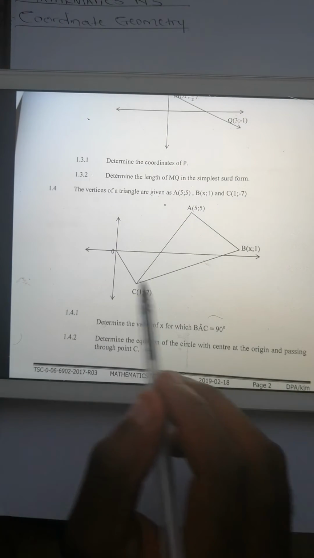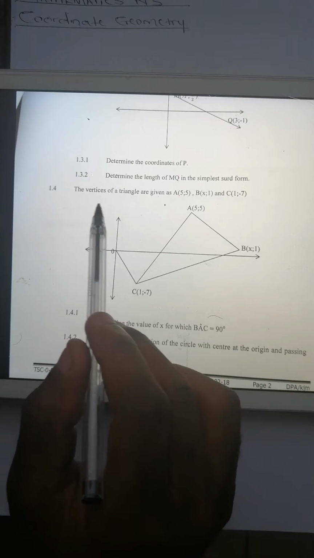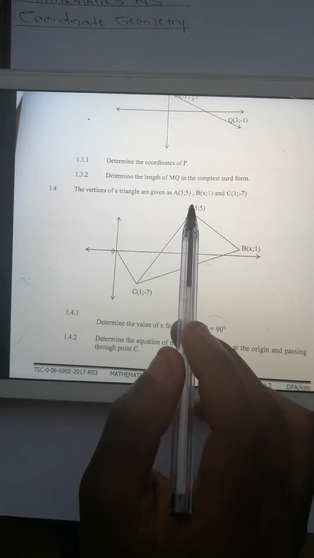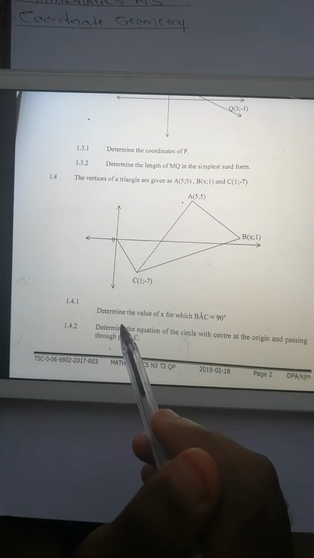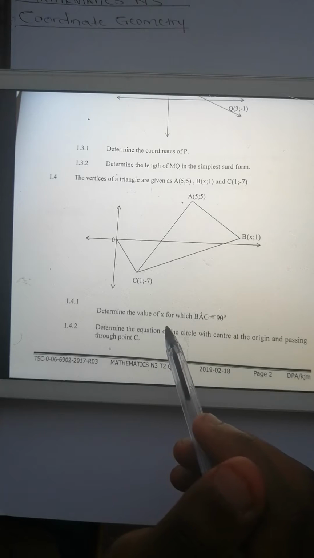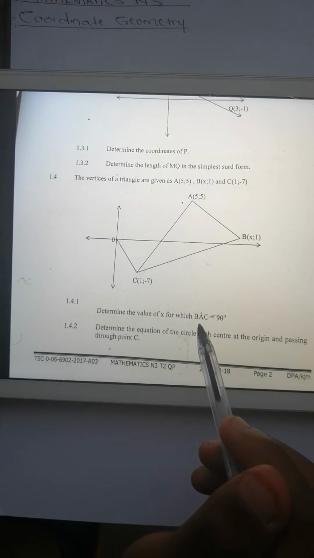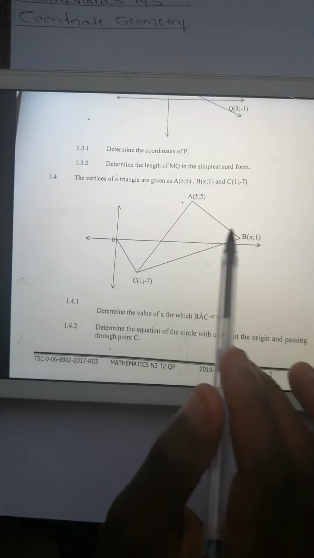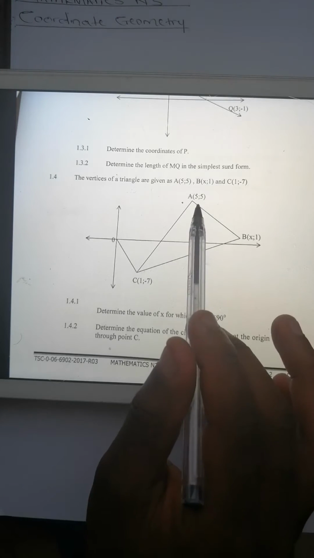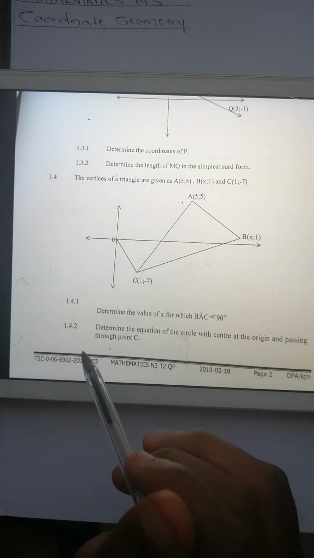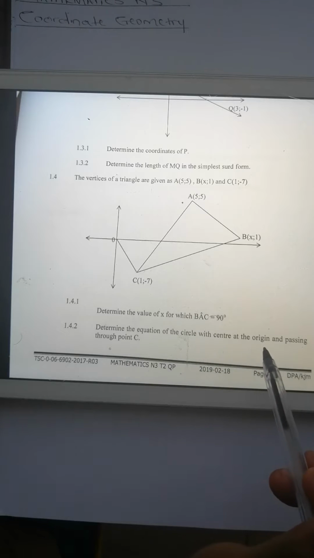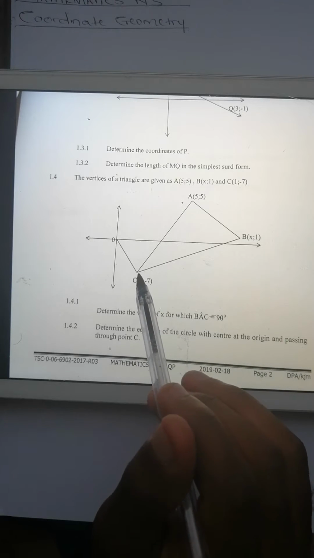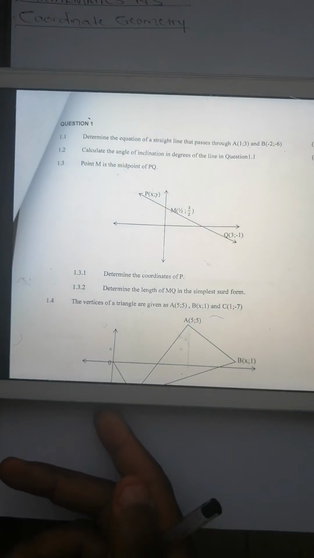Then 1.4, we are given this diagram whereby it says the vertices of a triangle are given as A, B, and C. Question 1.4.1 says determine the value of x for which angle BAC equals 90. So BAC, this is the angle, equals 90. And 1.4.2 says determine the equation of the circle with center at the origin and passing through point C. Here is point C. So let's work on answering those questions.